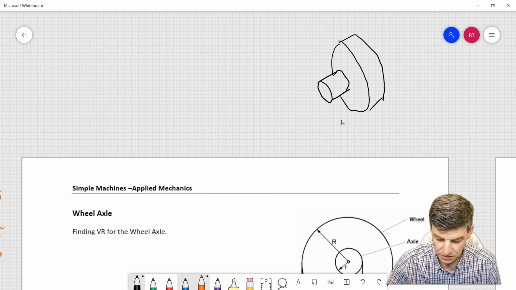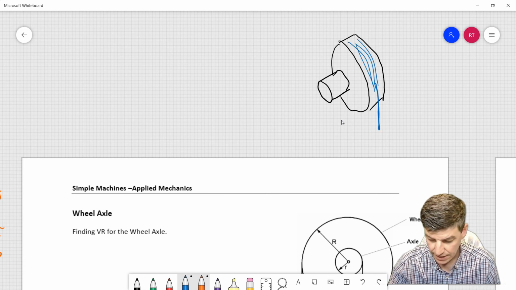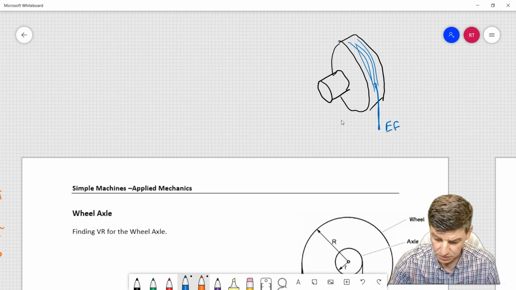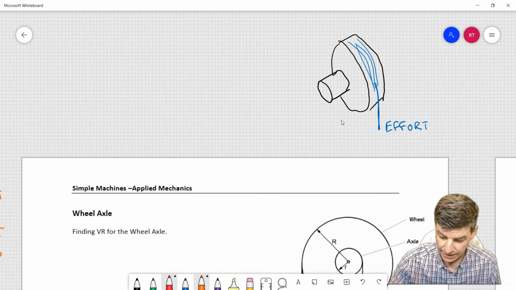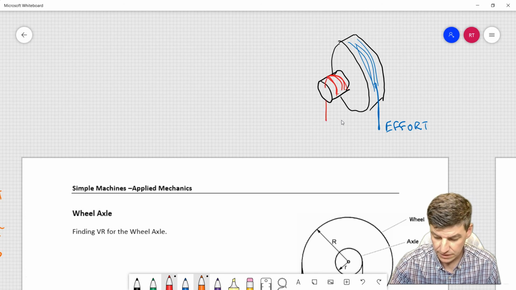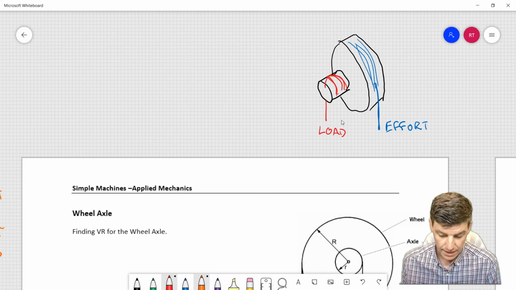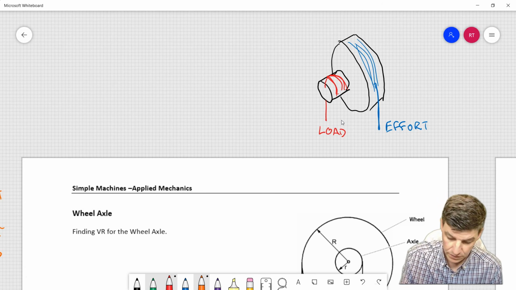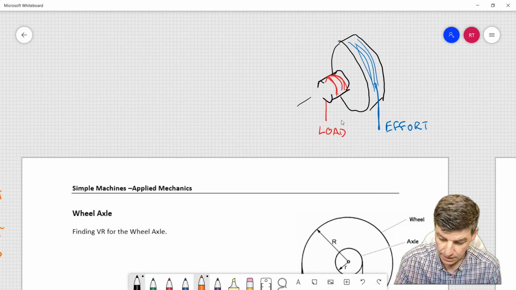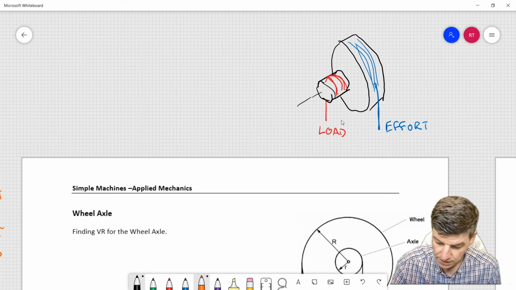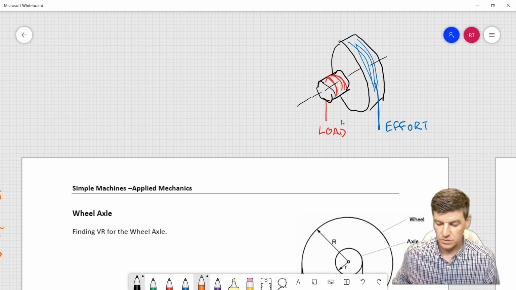And on that cylinder, we might have some string that's wrapped around and would lead to the effort, so that's where I would pull. As well, we might have some more string wrapped around this smaller cylinder, and that would lead to your load. So pulling on the effort means I can amplify the force and lift a heavier load. This whole thing would rotate about a central axle.